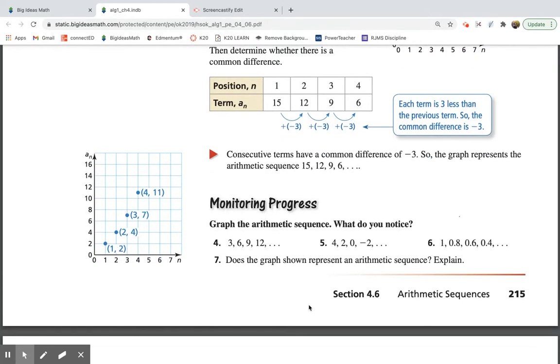So I want you to try numbers 4, 5, and 7. You don't have to do number 6. Try those 3, and then I'll go over it with you.